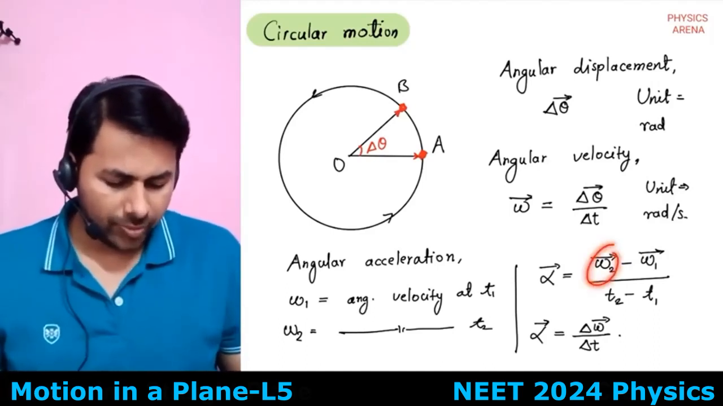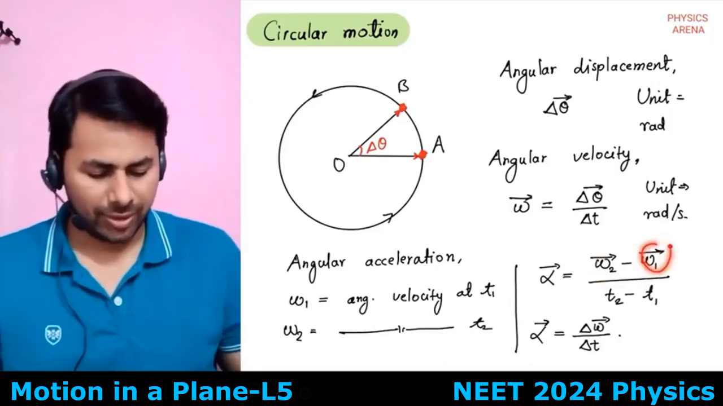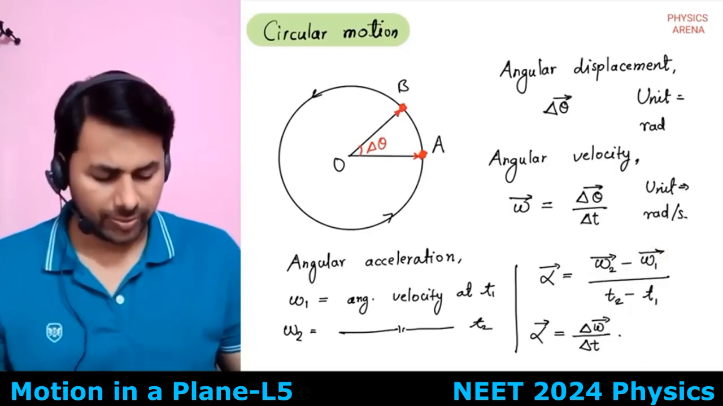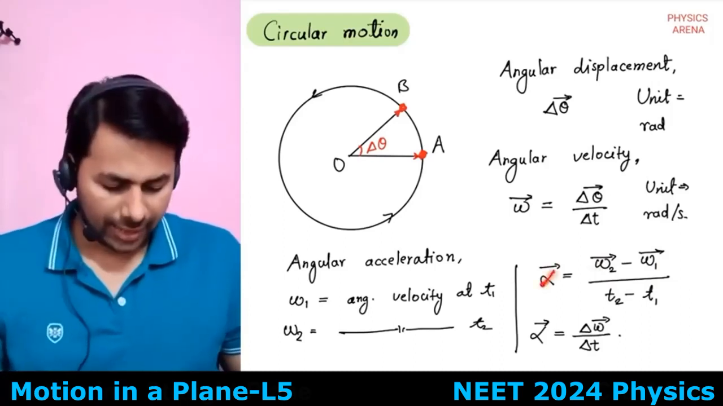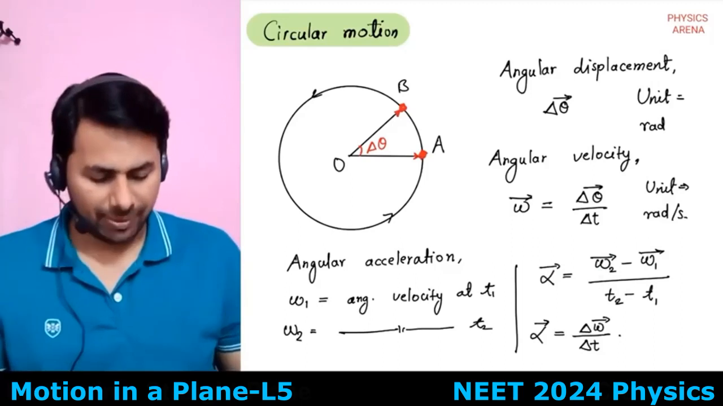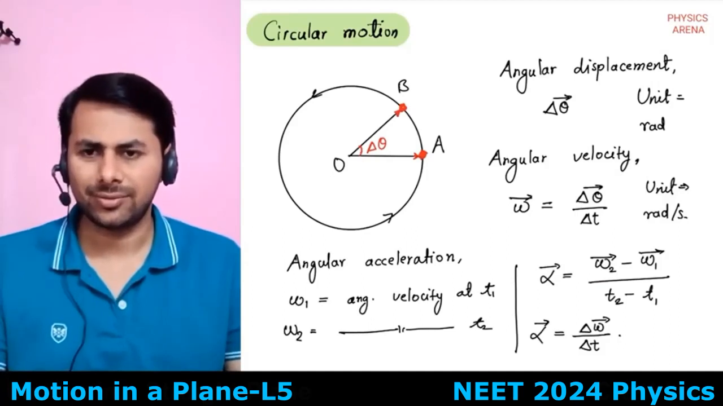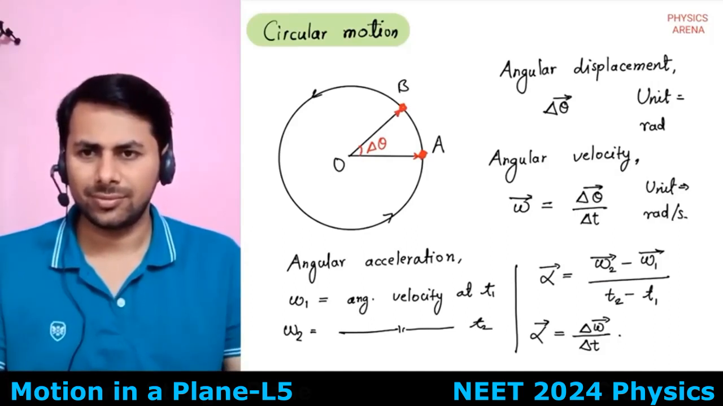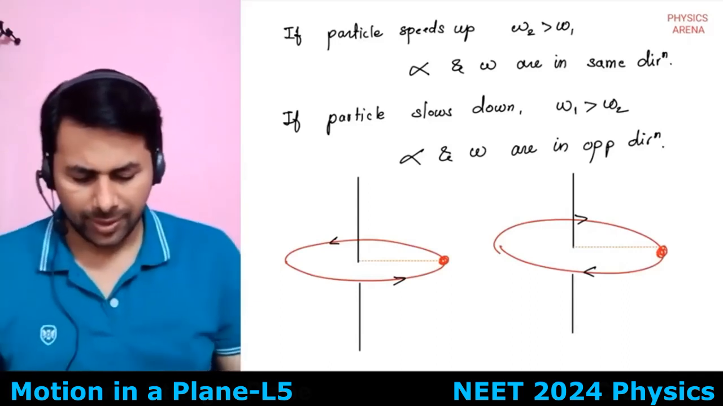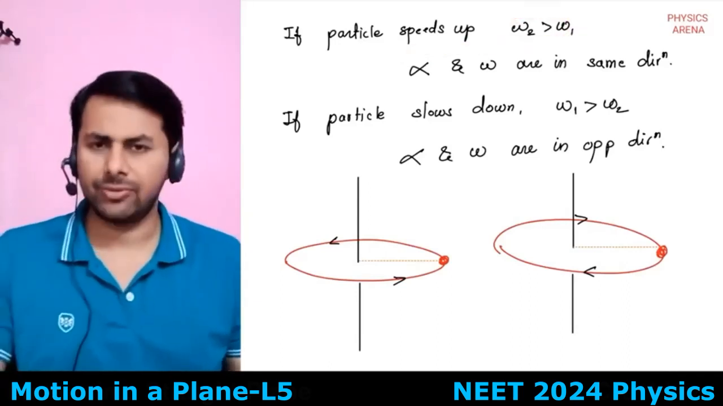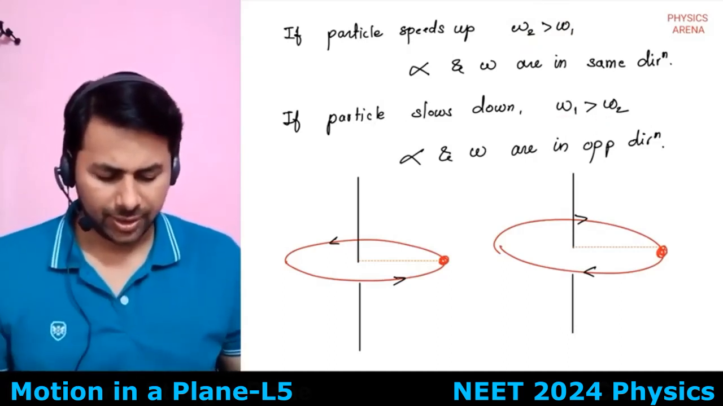Now if omega 2 is greater than omega 1, this term will be positive. If omega 1 is greater than omega 2, then the term will be negative. So depending upon whether it is positive or negative, angular acceleration will have the same direction as omega or opposite to that of omega. Got it? So if the particle speeds up, the angular acceleration will be positive. If it slows down, then omega 1 will be greater than omega 2, and angular acceleration would be negative.